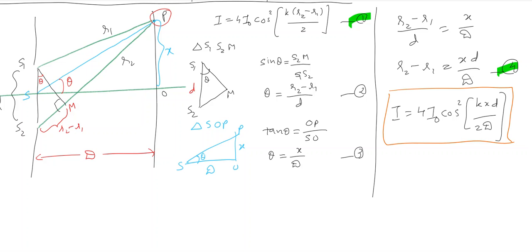What is x? What is capital D? x is the distance of the given point from the center on the screen, and capital D is the distance of the screen. So this is the new equation which will help us find out exactly where on the screen constructive interference will take place, and at which point destructive interference will take place, which we'll see in the next video.